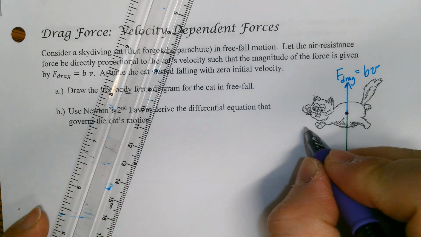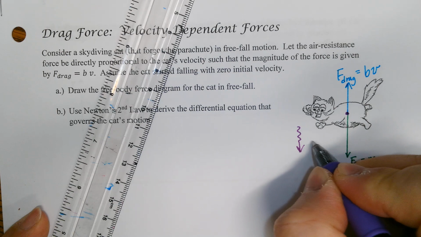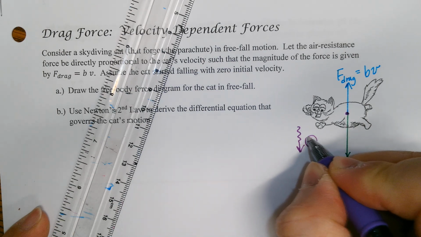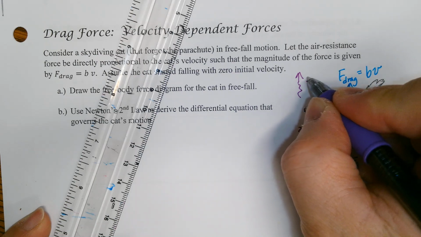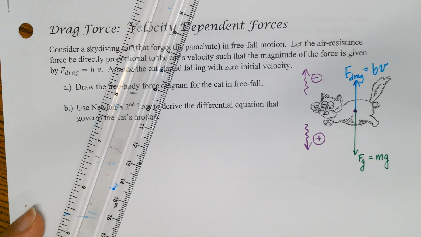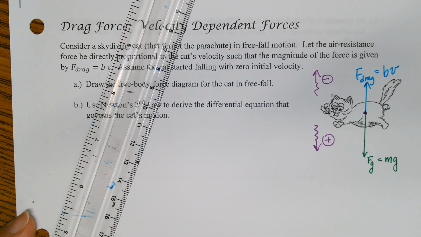Now I'm going to consider the direction of motion to be positive. So the downward direction for the cat, I'm going to consider positive, and the upward direction, which is the resistive force, negative. Okay? So that was part A.